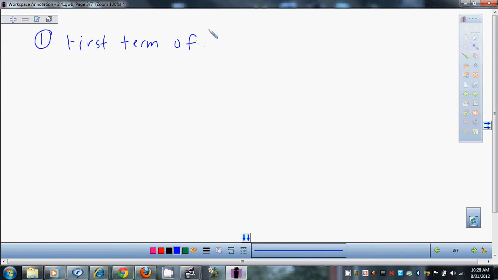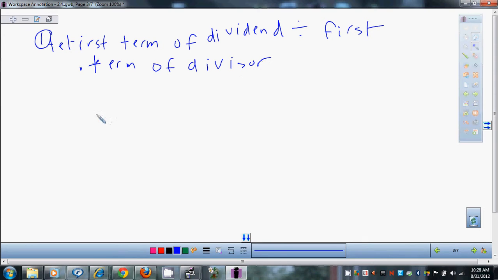So, just keep going. Make sure we're getting this in our notes. First term of dividend divided by first term of divisor. You got to watch the board. You can't watch that screen. You got to watch up here, because you push the button. There you go. We're having too much talking, guys.